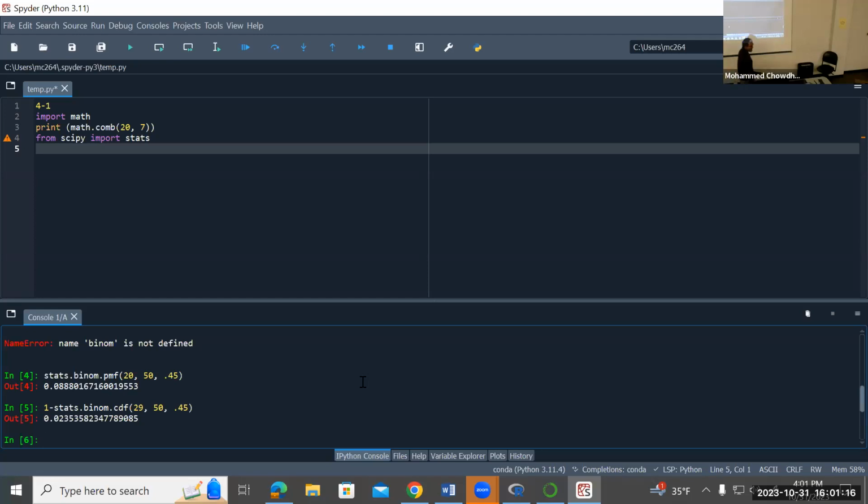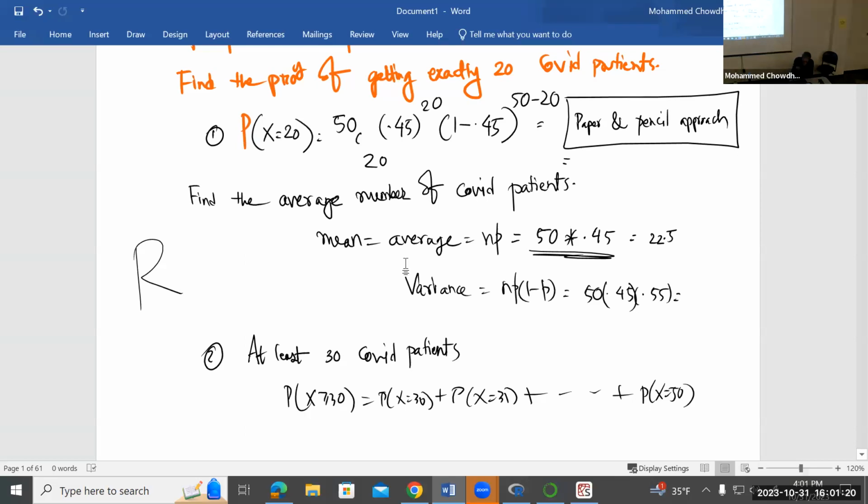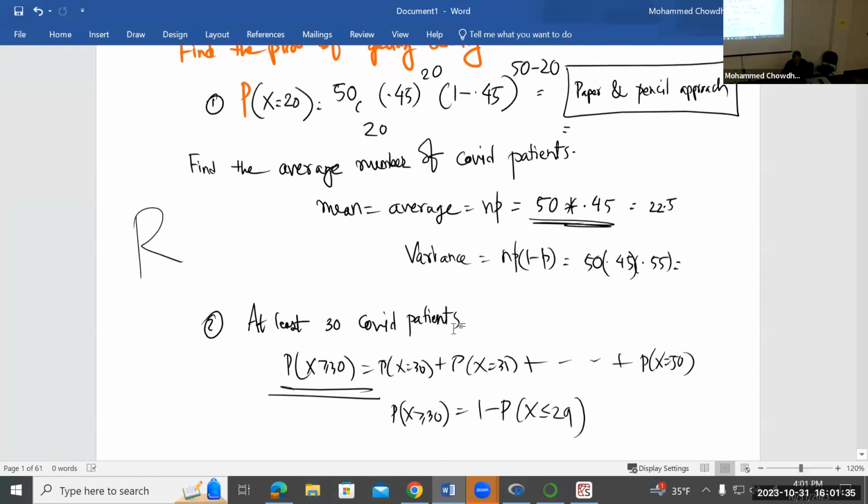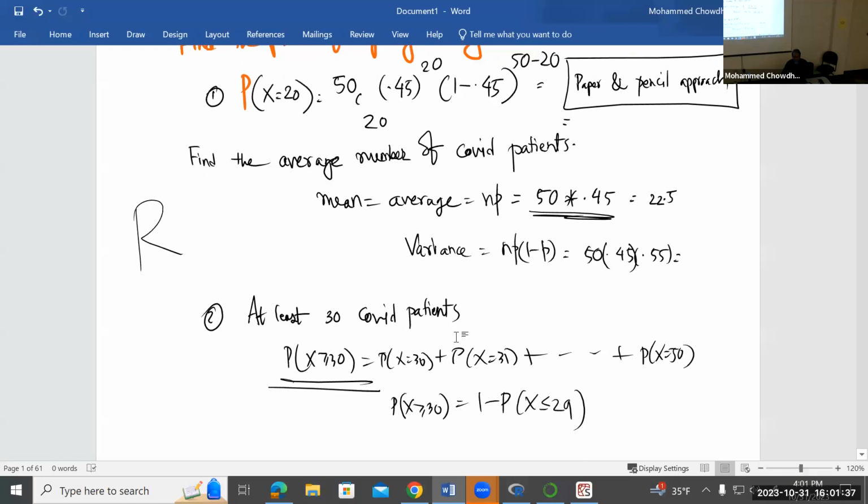So finding this probability means probability of x greater equal to 30 means 1 minus probability of x less equal to 29. Do you agree with that or not? Do you agree with this one? Are you okay? Are you understanding? Yeah.